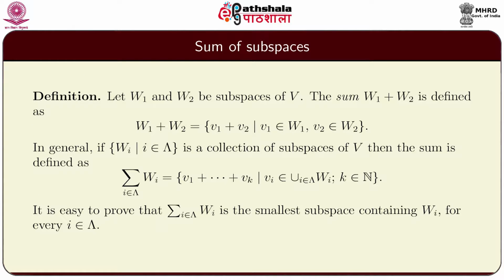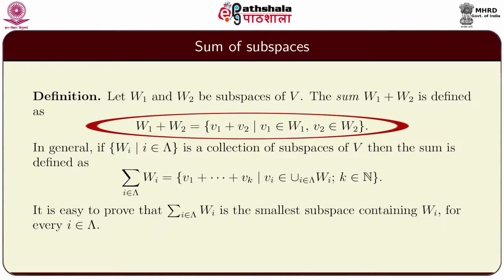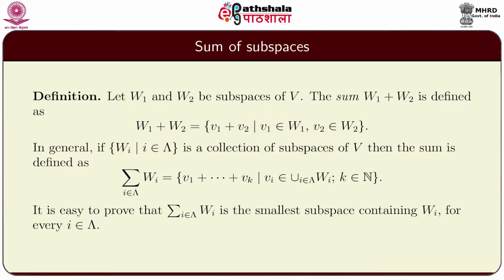Definition: let W1 and W2 be subspaces of V. The sum W1 plus W2 is defined as the collection of vectors of the form v1 plus v2 such that the vector v1 is from the subspace W1 and the vector v2 is from the subspace W2.